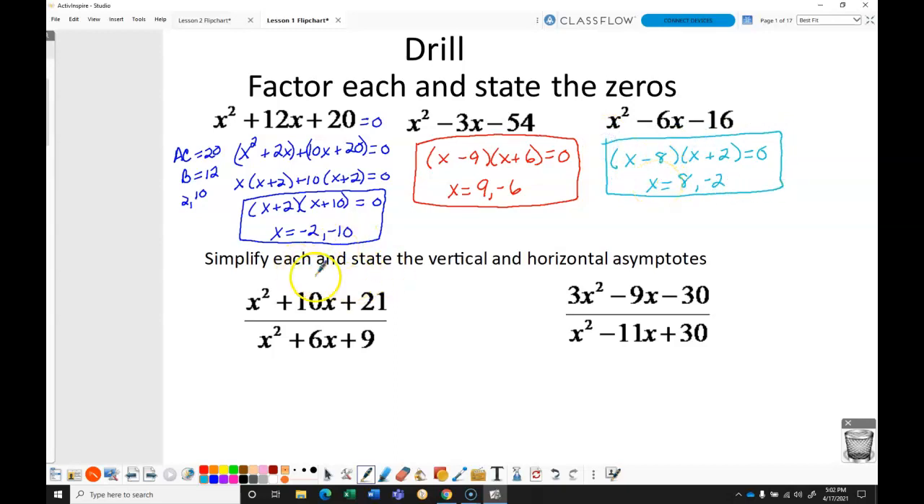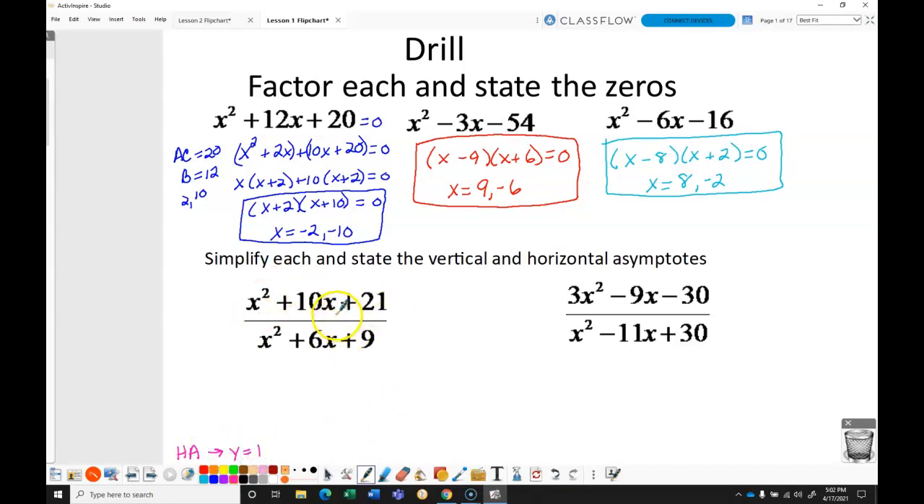So now I'm going to factor both of these and state the vertical and the horizontal asymptotes. So the horizontal asymptote I can do without even simplifying it. So we're going to go ahead and do that first. When I have the exponents that are the same, what's going to happen is I do the leading coefficient, which is 1 here, and the leading coefficient, which is 1 here, over top. So the horizontal asymptote for this one is going to be y equals 1 over 1 or 1.